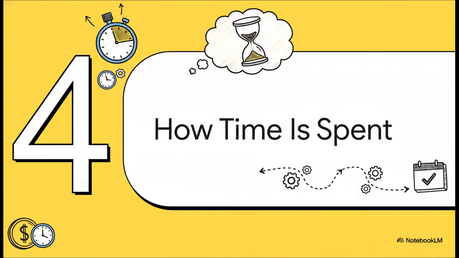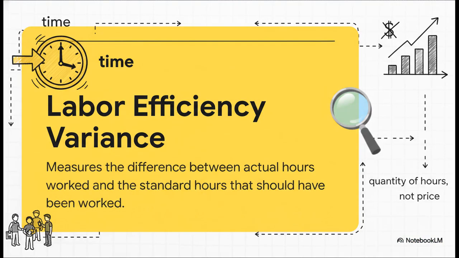All right, we've investigated the price. Now it's time to follow our second line of inquiry, efficiency. Let's look at the other side of the coin and see how that time was actually spent. And this brings us to the direct labor efficiency variance.